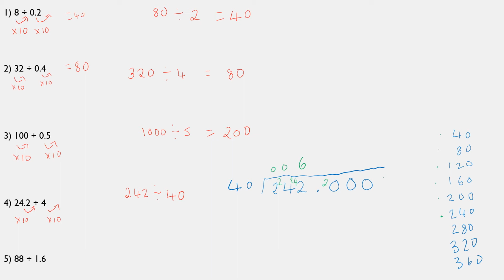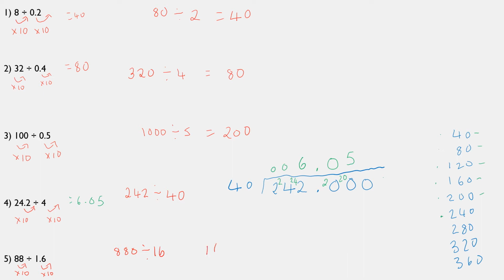40 isn't going to go into 20, but 40 is going to go into 200, 1, 2, 3, 4, 5 times. So the answer to this one is 6.05. Our next one then, so we need to times this one by 10, which means we also need to do that to the other side. So we're doing 880 divided by 16.